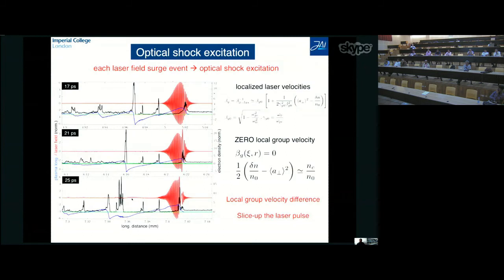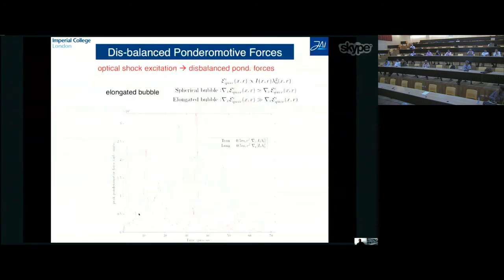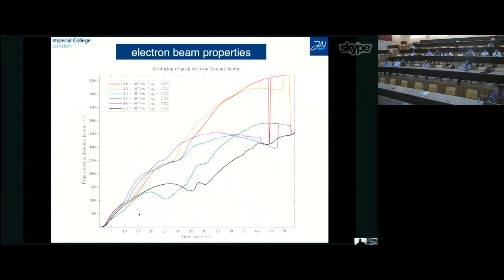And thirdly, because of the lengthening of the bubble, the dephasing length has also increased. So the electron can gain energy for a much longer distance before the electric field goes to zero and then goes positive, which is decelerating for the electrons. So electrons can ride for much longer in the wave in the elongated bubble. So this is sort of the complicated dynamics of the laser plasma interaction.